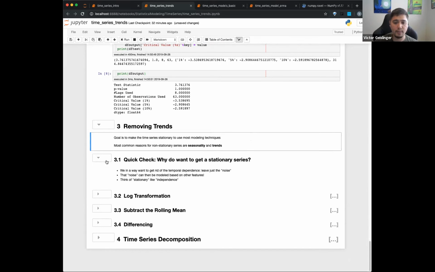Okay. So, oops, I kind of made it smaller, but that's fine. We'll kind of zoom right through it.